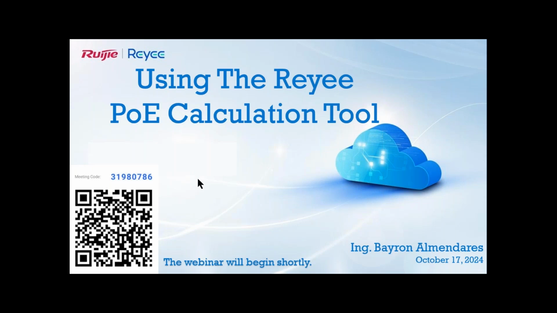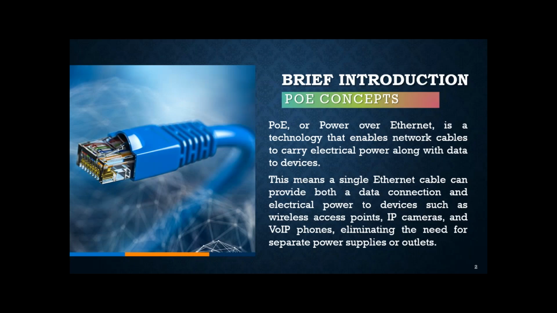So let's begin. Before showing you how to use the PoE calculation tool, we will start with a brief introduction to the basic concept of PoE. PoE, or Power over Ethernet, is a technology that enables network cables to carry electrical power along with data to devices. This means a single Ethernet cable can provide both a data connection and electrical power to devices such as wireless access points, IP cameras, PoE phones, eliminating the need for separate power supplies or outlets.